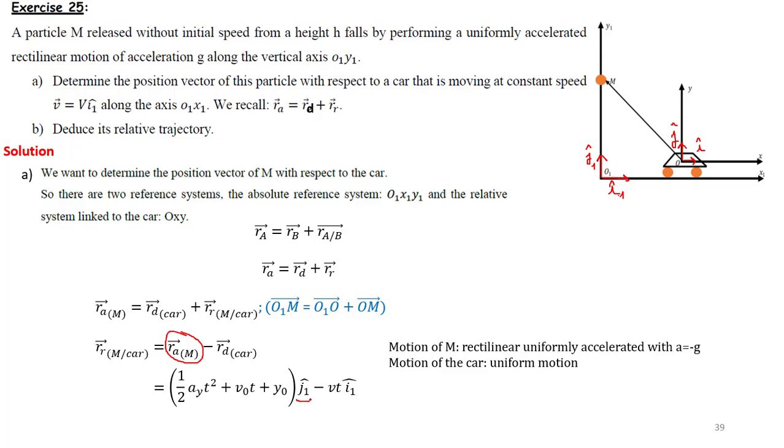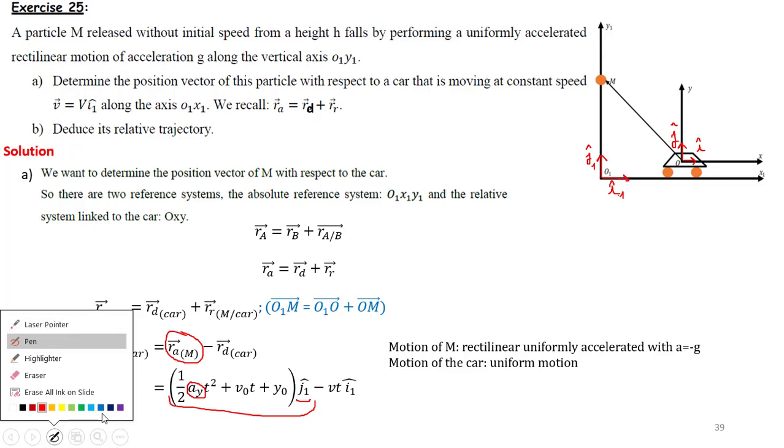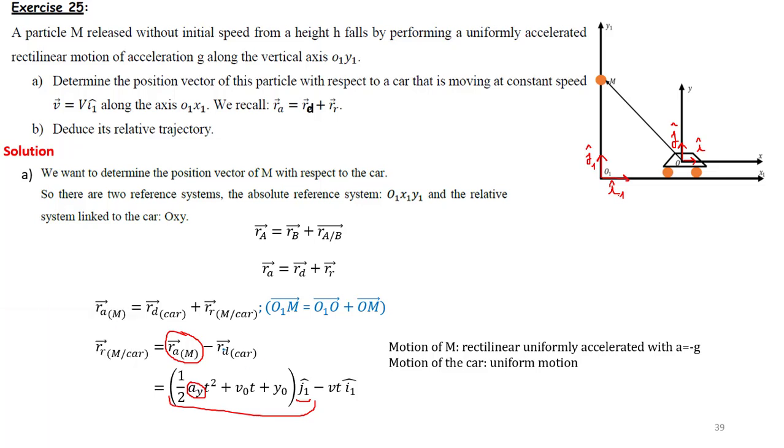It's along J1, and we know that Y is equal to half AY T squared plus V0 T plus Y0, and then we can replace AY with minus g. So this term is only for RA. Now we need to find RD. We need to find RD, the position vector of the car, as observed by O1. The position vector of the car as observed by O1, it's equal to what?